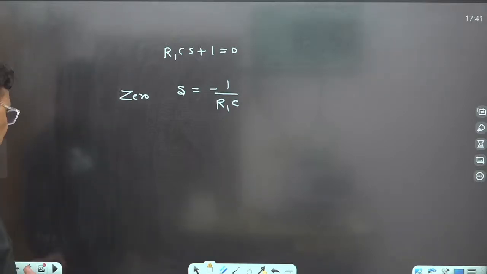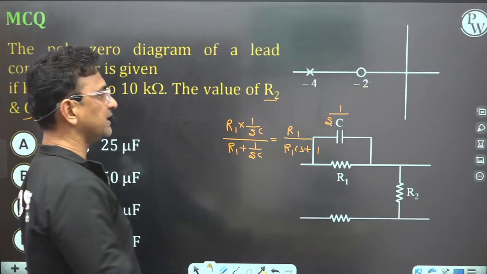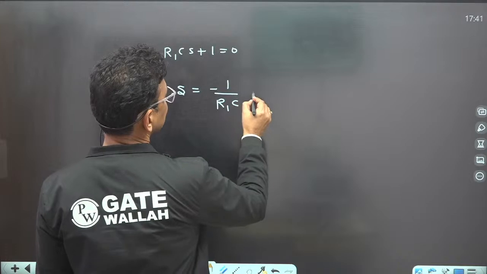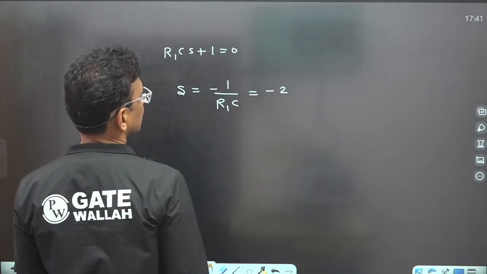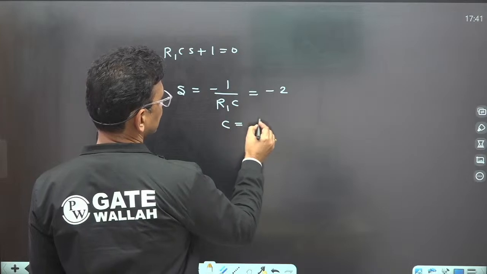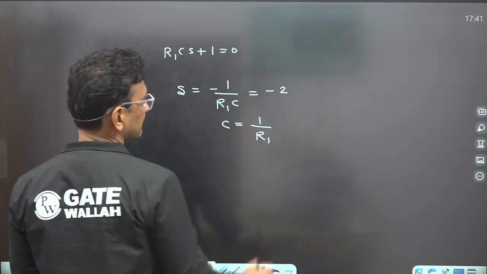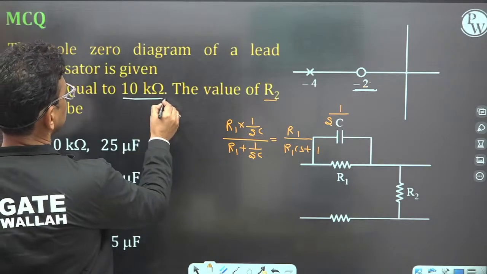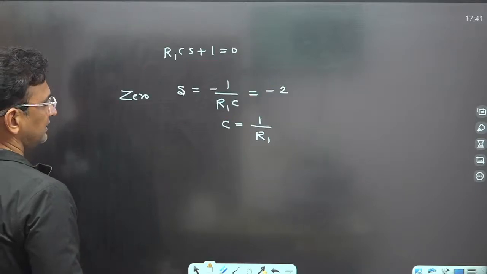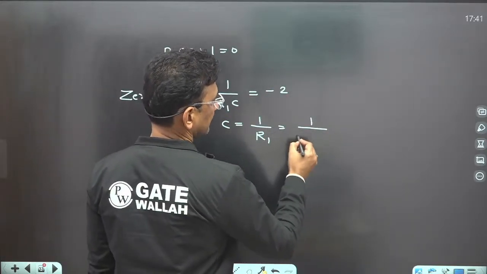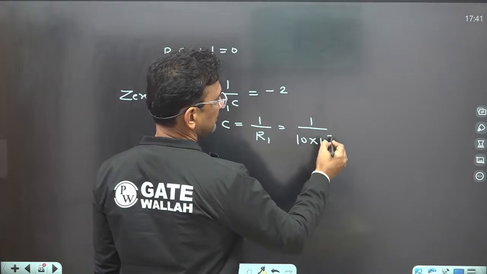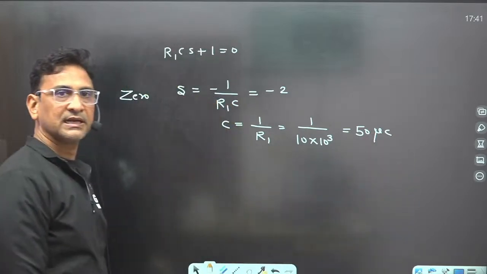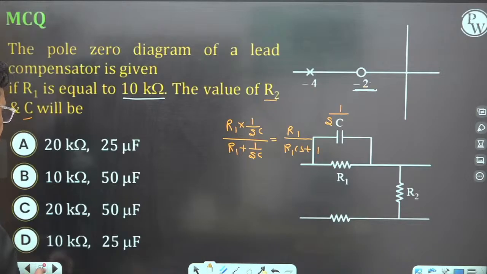Clear? And what is the location of the zero? It is given in this pole-zero diagram. It is nothing but minus 2. So it is equivalent to minus 2. So we can say C is nothing but 1 upon 2 R1. The value of R1 is already given in the question. It is 10 kilo ohm. So 1 upon 2 into 10 into 10 raised to the power 3. So it will be 50 microfarad. Clear? So the value of C will be 50 microfarad.